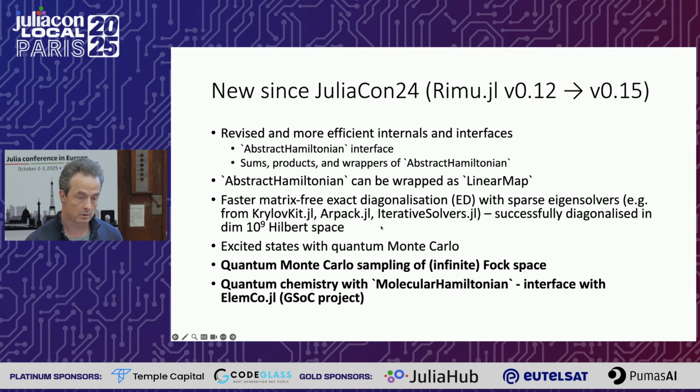packages for that. So that allowed us to successfully diagonalize fully deterministically a Hilbert space with dimension 10^9, right? So 10^9 is you can just store the vector if you have enough memory, but you can't really store the matrix elements.